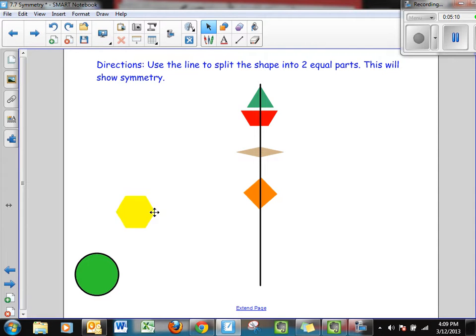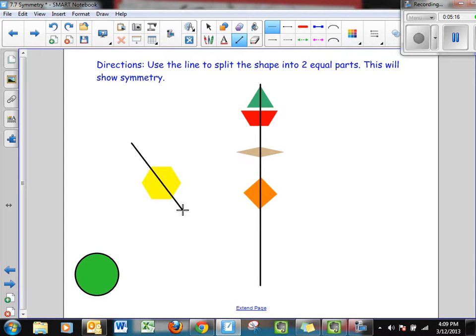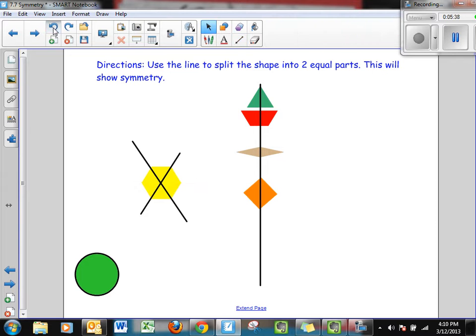So depending on how the shape is, for example this yellow shape, some shapes might have more than one line, because I can split this one right here. So if I move that a little bit, you can see that this one now has one line of symmetry. Now I could actually split this again and go right through here, and that would show a line of symmetry, and I could also go right here. So you can see there's three different ways to show symmetry.